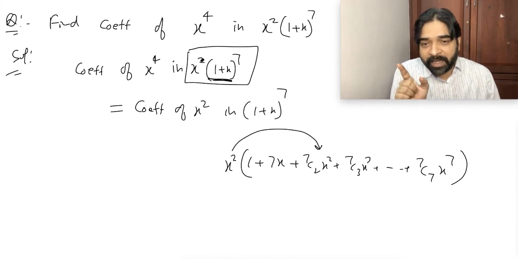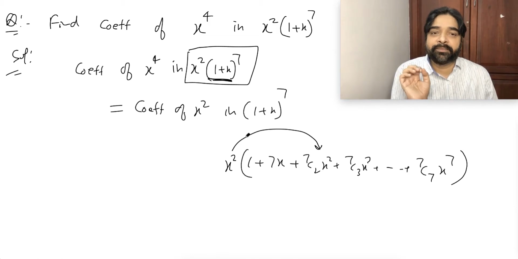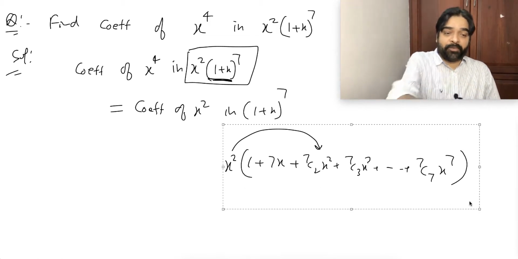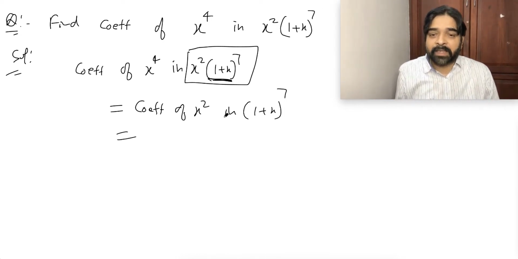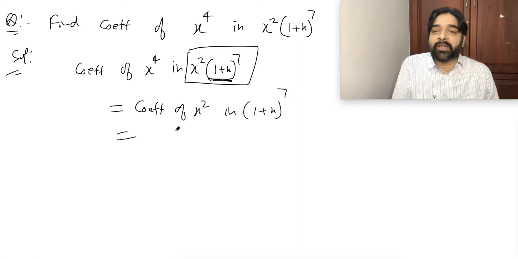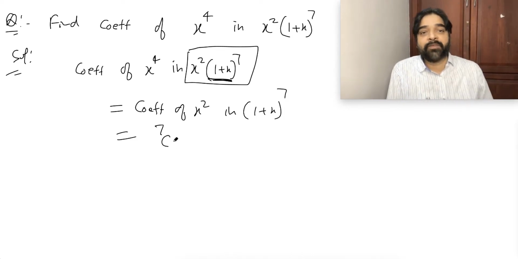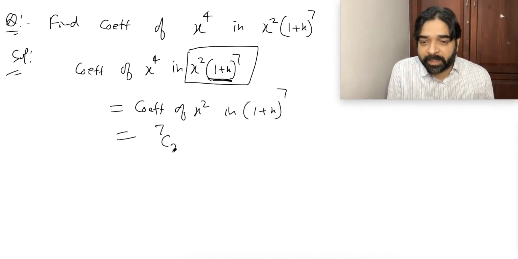Whenever something is there, x power, and you have to find it out, first you divide it here and then go with this. So now from here, we don't have to expand and do. If you are doing expansion, so what will be the answer? Coefficient of x square in (1 + x)^7. We already learned the formula: coefficient of x^r in (1 + x)^n is nCr. This will be 7C2. This is the answer.